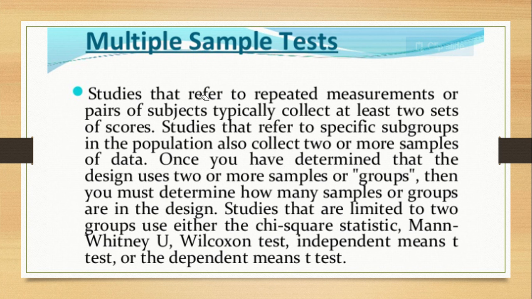So, multiple sample tests. Studies that refer to repeated measurements or pairs of subjects typically collect at least two sets of scores. Studies that refer to specific subgroups in the population also collect two or more samples of data. So once you have determined that the design uses two or more samples or groups, then you must determine how many samples or groups are in the design. Studies that are limited to two groups use either the chi-square statistic, Mann-Whitney U, Wilcoxon test, independent means t-test, or the dependent means t-test.